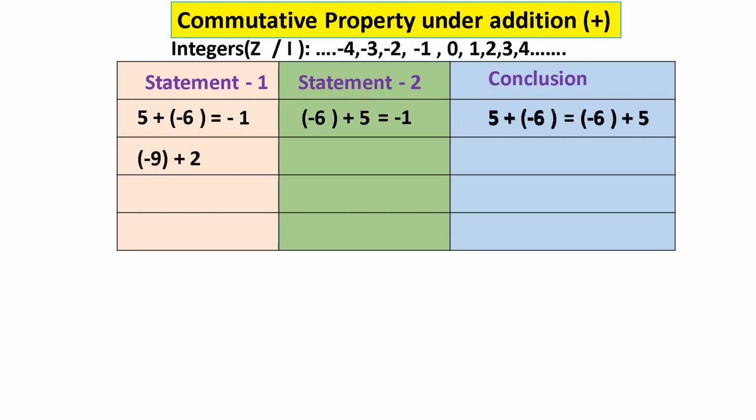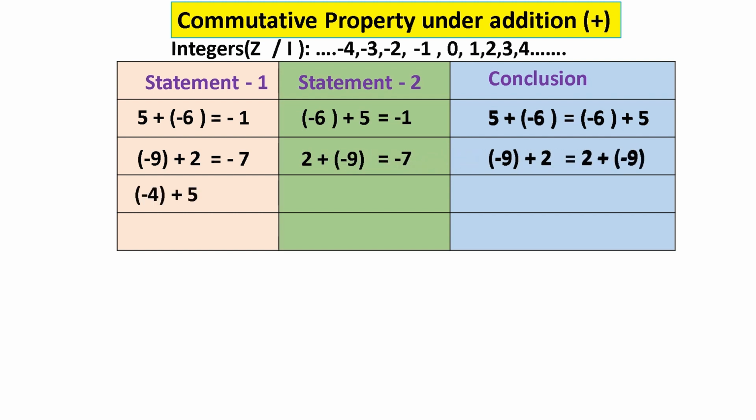And one more example, minus 9 plus 2, we get minus 7, and 2 plus minus 9 is also minus 7. Now from statement 1 and 2, what do we conclude here? Minus 9 plus 2 is equal to 2 plus minus 9.